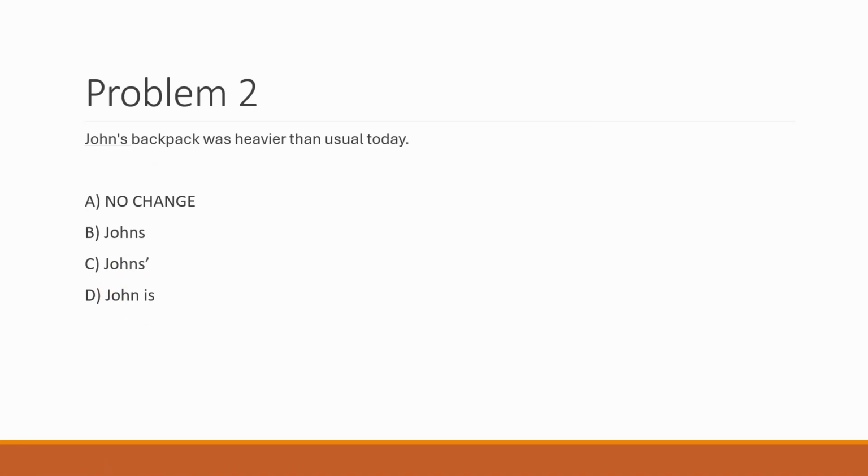Okay, problem 2. The answer here is A, no change. The reason being, this time we do have possession. John owns this backpack. And John is singular. I'm not talking about several Johns here. So if it's a singular noun, you put the apostrophe before the S to indicate possession.